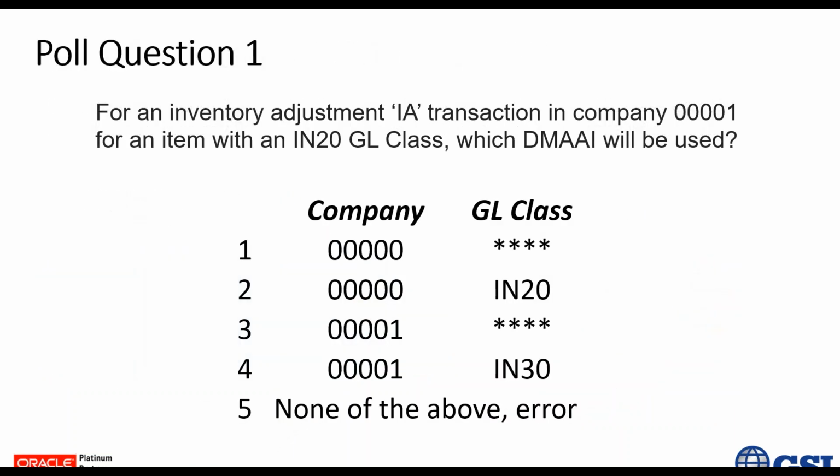All right, so now I want to pose our first poll question, and here's an example. I'll launch this in a second. If we have an inventory adjustment and we're doing an IA, the company number is going to be company 1, and the item GL class is going to be IN20. Based on the hierarchy that we just reviewed in the previous section, which DMAAI will be invoked? Let me go ahead and launch that.